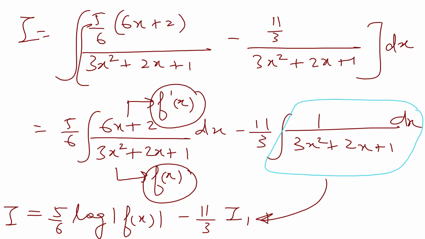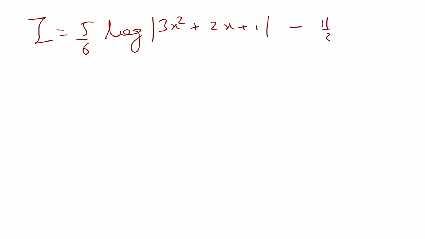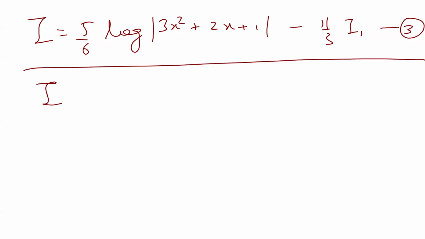So f of x, what is f of x? 3x square plus 2x plus 1. So I is equal to 5 by 6 log mod 3x square plus 2x plus 1 minus 11 by 3 I1. This is equation number, let's say 3. So I'll park this over here itself. I'll solve I1.